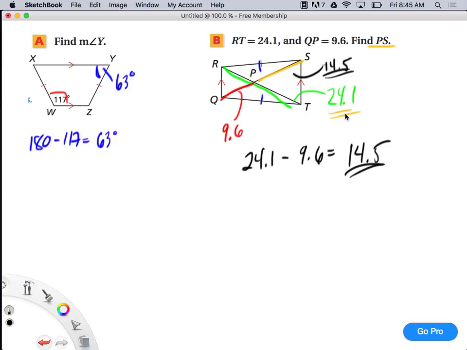Easier numbers: if this was 20 and this was 5, then this would have to be 15. Does that make sense to you guys? Because 5 plus 15 would equal 20. Is that pretty clear? Okay.